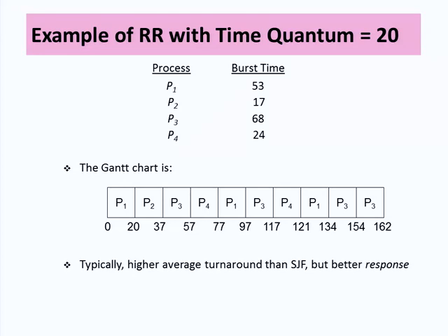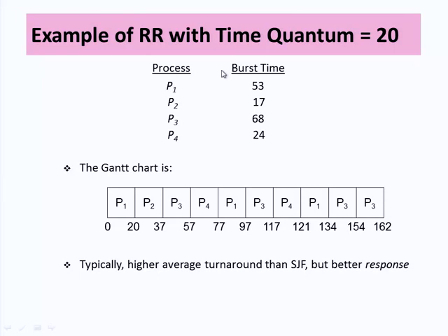Now, P1 will be served, and the quantum time is 20. However, it needs 53. So we're going to give 20, and it's left with 33. So you're going to write here P1, 33, and then queue it at the end of the queue. So P1 will be moved where? After getting service for 20 milliseconds, it will be moved to the end of the queue with 33 milliseconds left, okay?